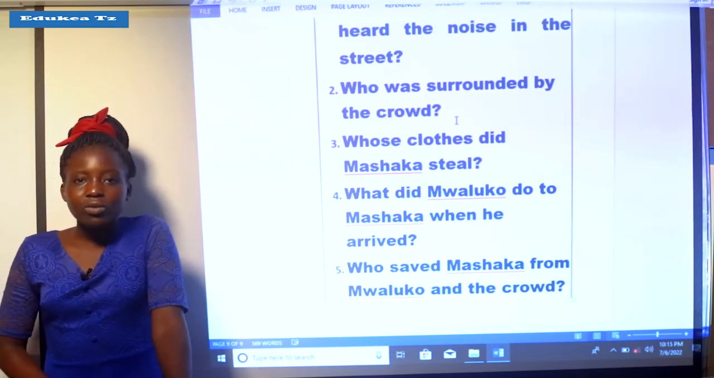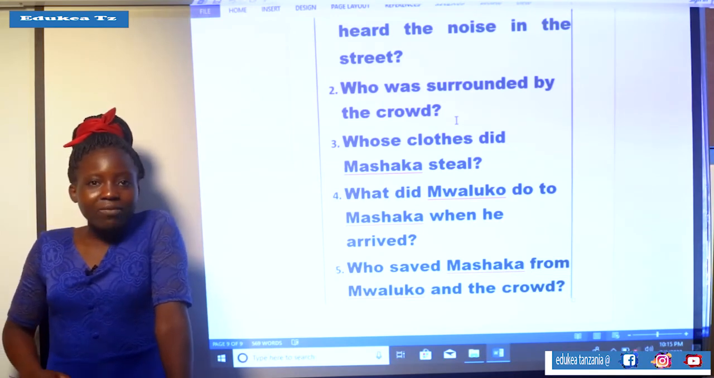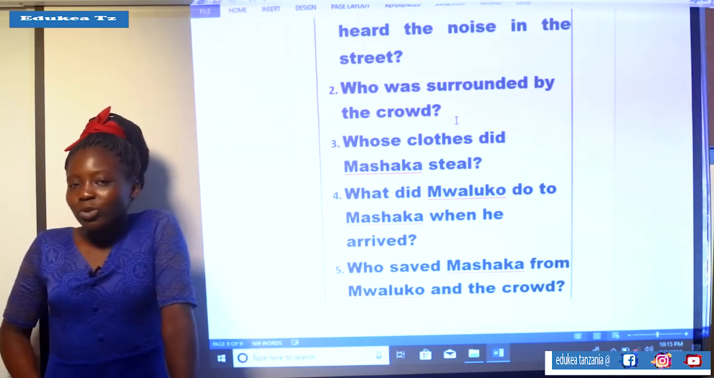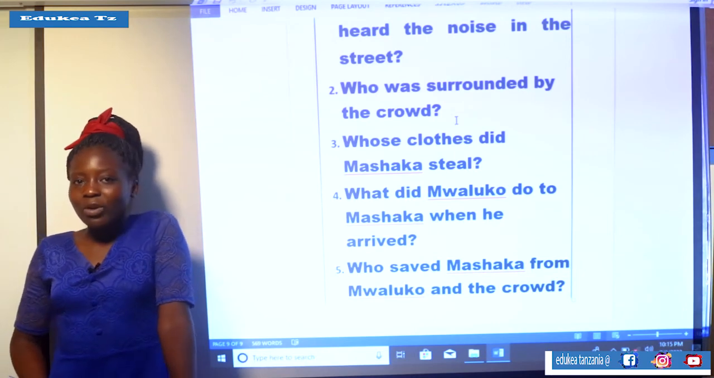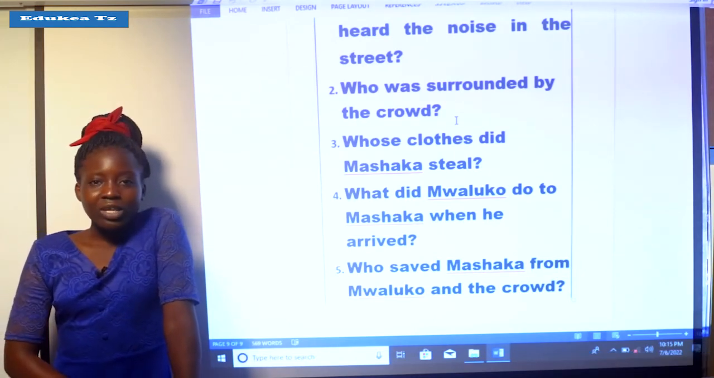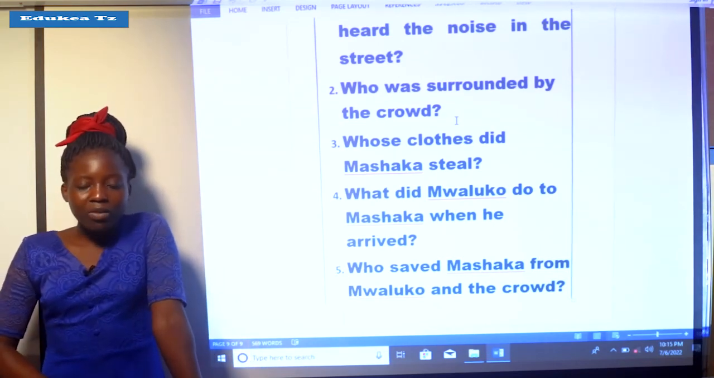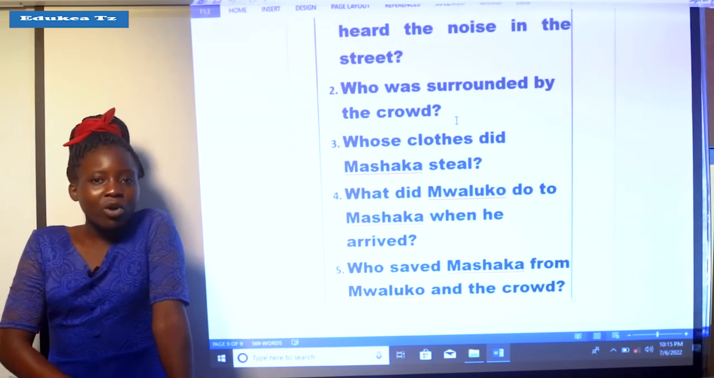After looking at all these questions, in order to answer them correctly, I'm advising you as a pupil to go and read our passage about Mwaluko and the little thief once again. You can read it more than one time in order to understand it very well, and that will help you to answer all these questions and get them correct.